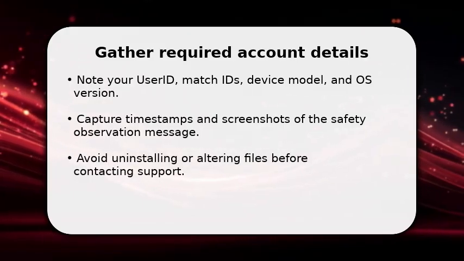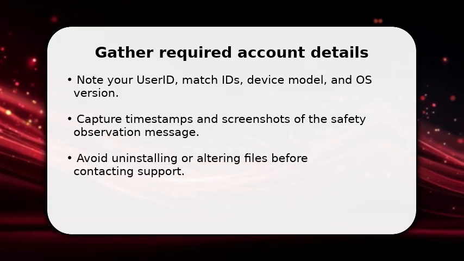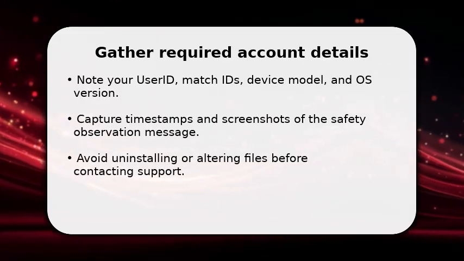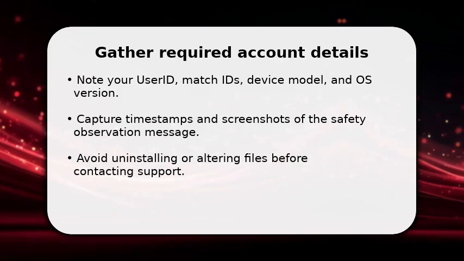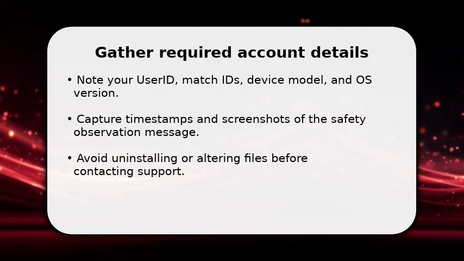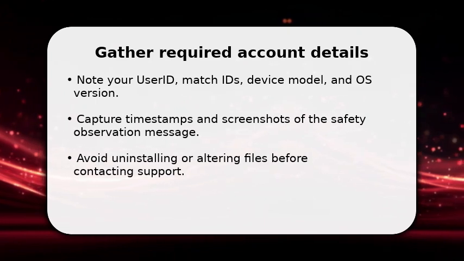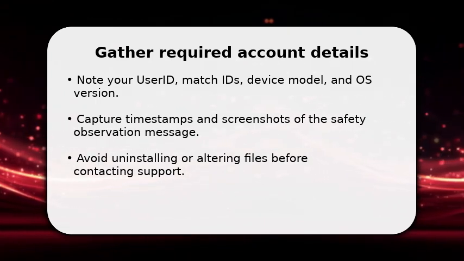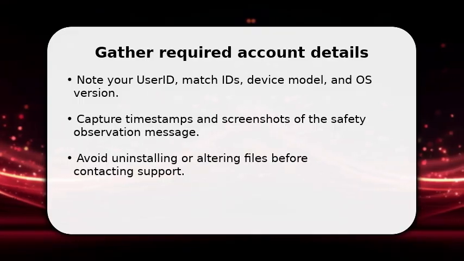Once done, make sure you do not tamper with game files or attempt third-party fixes, because those actions can worsen the case. Save system info like device model and OS version. This first step speeds up validation and establishes you as cooperative when you file an official appeal with PubG Mobile support.